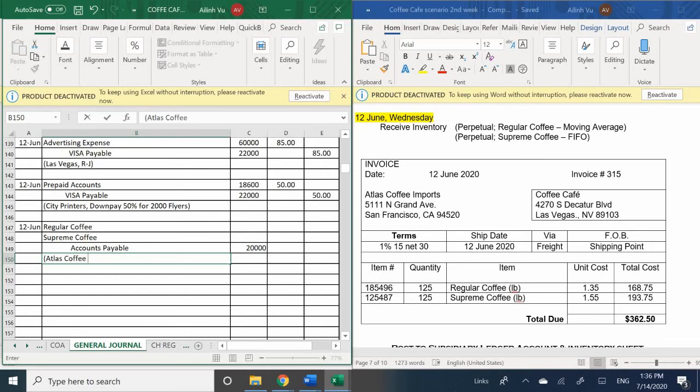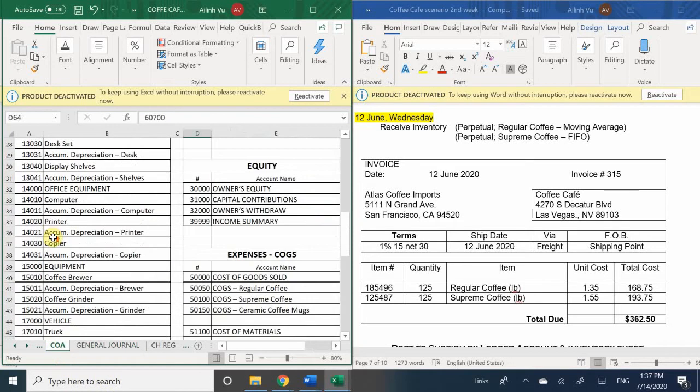Periodic, nothing goes in inventory until you convert it. Okay, so, comma, invoice number 315, comma, 1%, 15, comma, net 30. I'm filling in my description now, but what are my account numbers for regular coffee and supreme coffee? Where do we need to go?